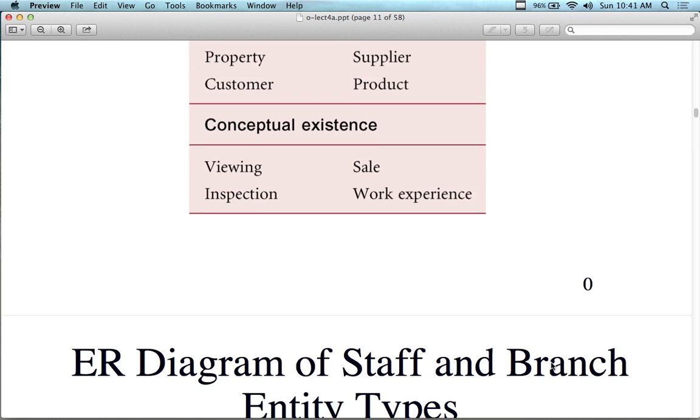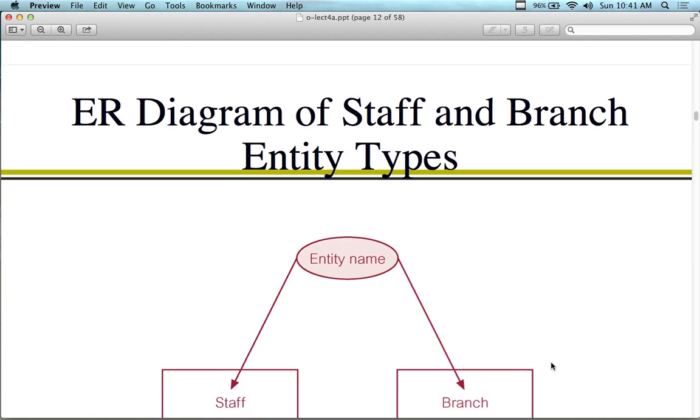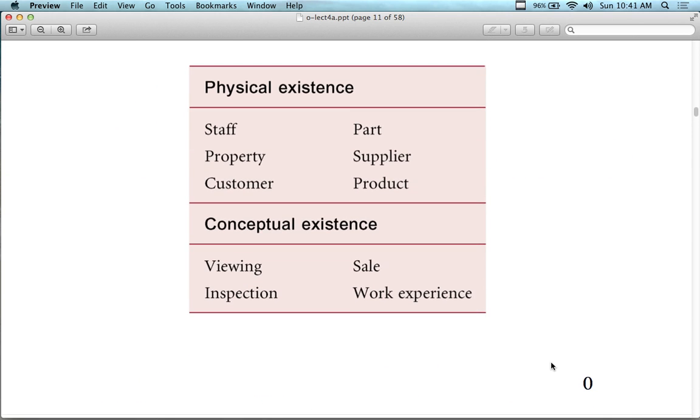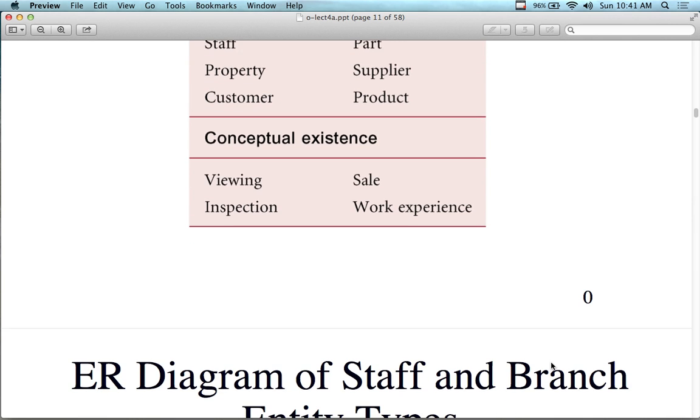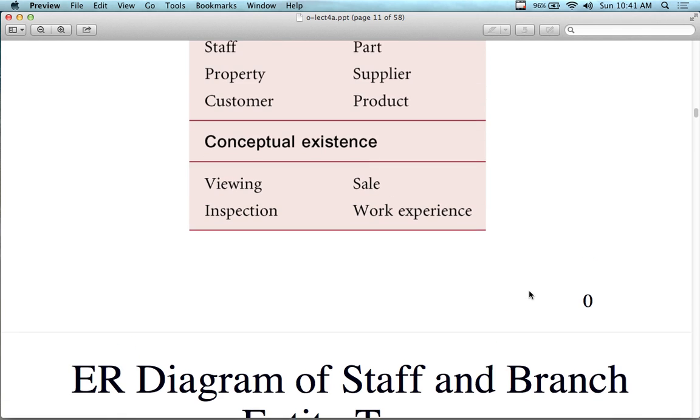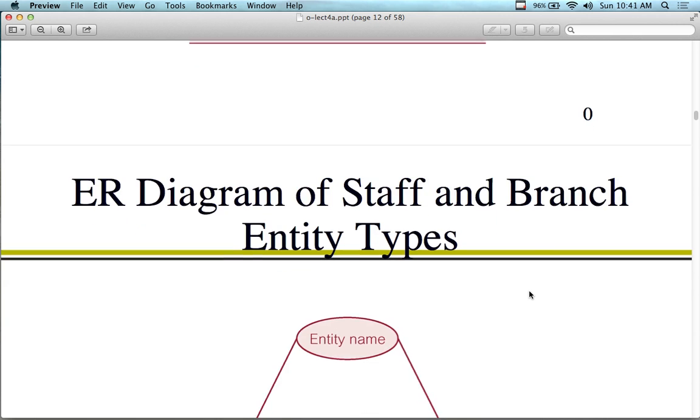And work experience is still an entity. And a grade in a class is an attribute for a class. The class is an entity. Viewing, inspection, those are all like entities.